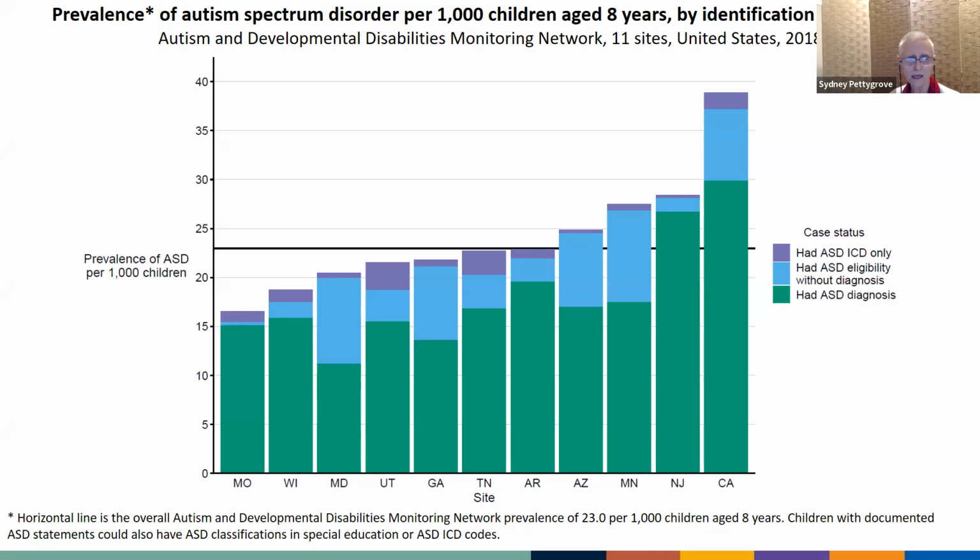So you can see Arizona is a little above the line being the overall average. And you can see that we are not particularly good with clinical services, but we do have a lot of special ed and both. So they have either a diagnosis, or they have an eligibility, but not necessarily a diagnosis.